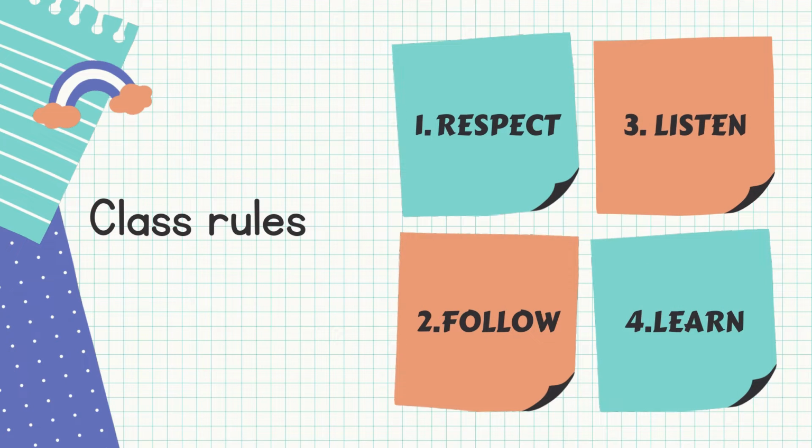Here are the class rules for this class. Number 1, respect. You need to respect your teachers and classmates. Number 2, follow. You need to follow the instructions given to you. Number 3, listen. Listen carefully to the videos or lessons given to you by your teachers. And number 4, learn. Learn and have fun with this subject.